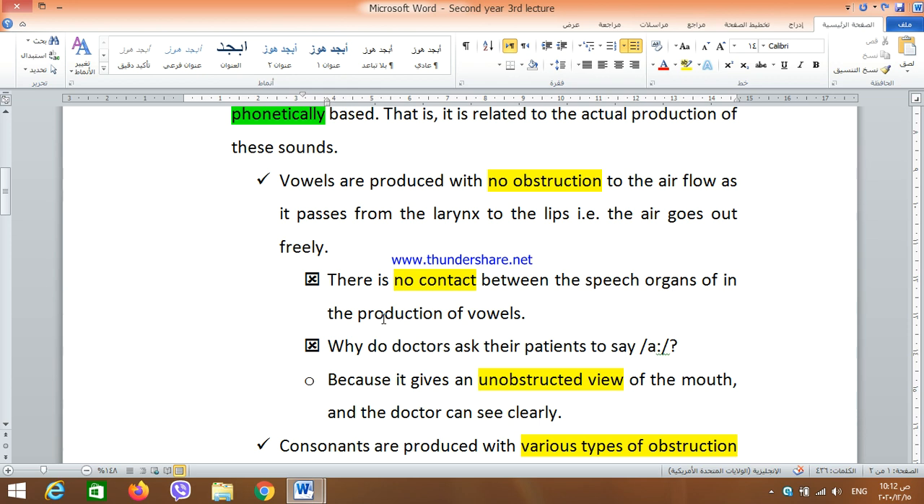Okay? So, the speech organs are not interfering, are not obstructing, they are not obstacles in the way of the air stream when it goes out. Rather, they don't prevent the air from going out, neither partially nor completely. So we say that the air goes out in a free way.